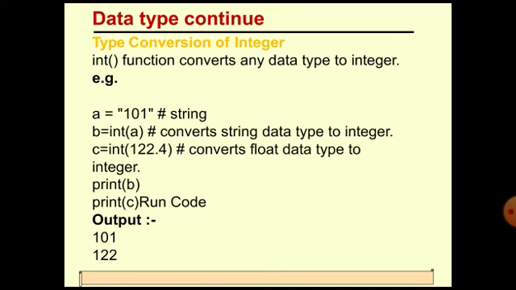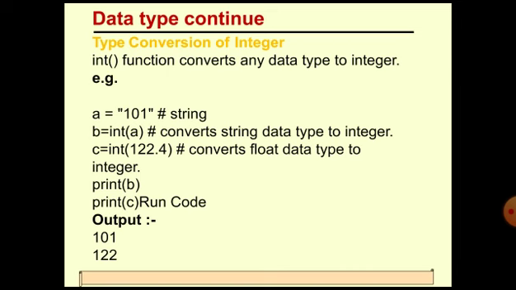So what will happen? This 101, which is a string value, will be converted into the numeric value, and this numeric value will now be stored into the variable b. Now again, for c, we have written c is equal to int 122.4. So what is this? This 122.4 is a float data type. Now this float data type will be converted to an integer, and if you print these two values, print b and print c, then what happens? Print b will print 101, which is now the numeric value of the string 101, and this 122.4 will be rounded off to the integer value, which is 122 in this case.